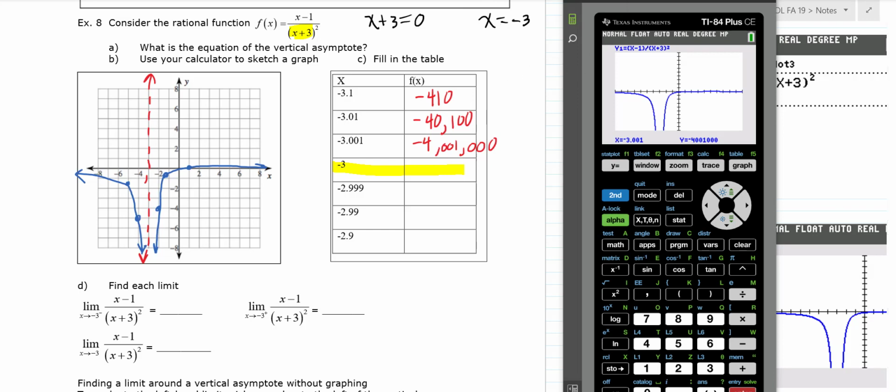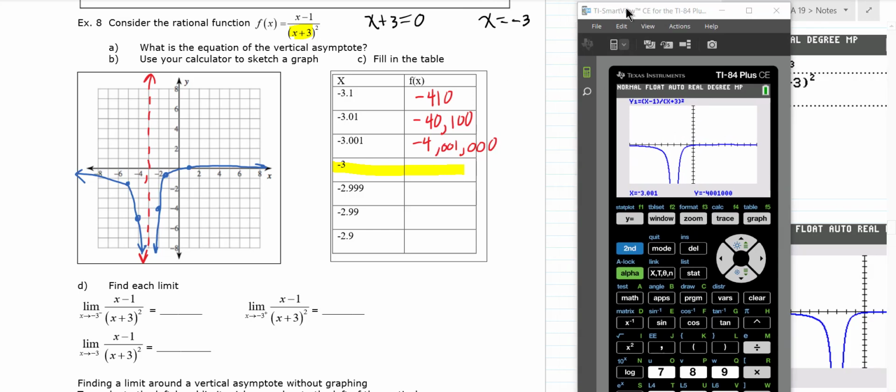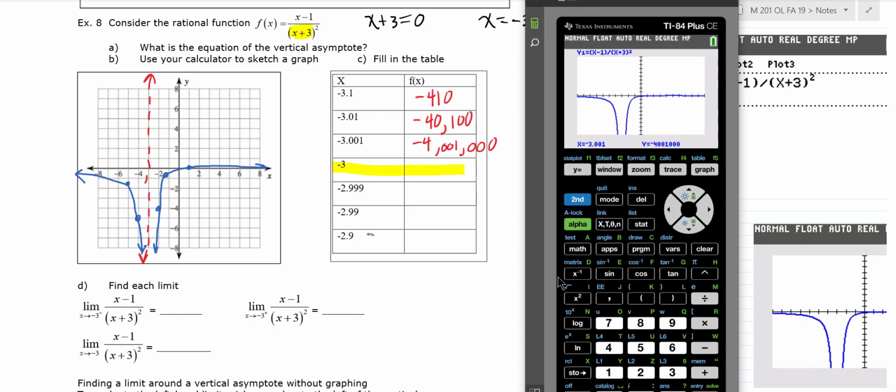All right, now let's close in from the other side and see what we got here. Let's go with -2.9. And that'll give -390. -2.99. That gives this 39,900. And closer still, -2.999 will give this. That's -3,999,000. Okay, so that's the idea.